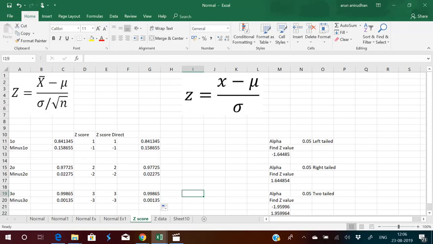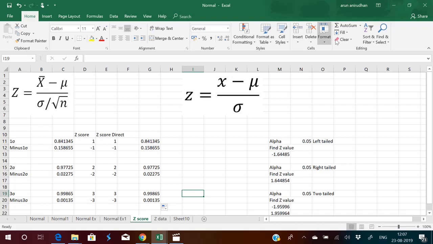Dear friends, today I will tell you more about z-scores, how to use z-score values in a normal distribution. So I told you about the z-score formula, that is z equals (x bar minus mu) divided by sigma by root n, where x bar is the average of samples, mu is the average of the population, sigma is the standard deviation of the population, and n is the number of samples taken.